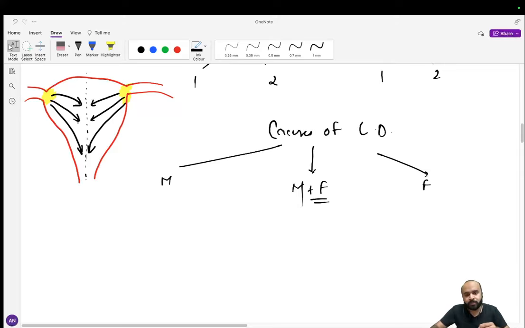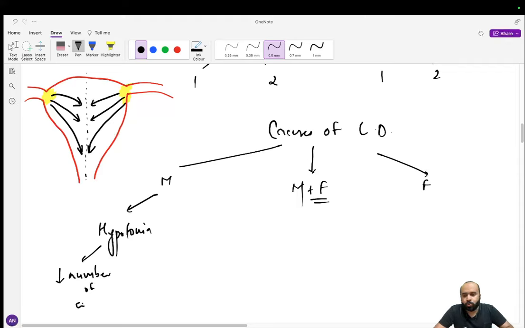Now, there can be two problems, and those are the two problems that can occur in the maternal cause of labor dystocia. One is that the contractions are not adequate enough. So, hypotonia. Hypotonia means either the number of contractions is low, or the strength of contractions is low. Either of these two things can happen. So uterine hypotonia is going to be one of the causes.